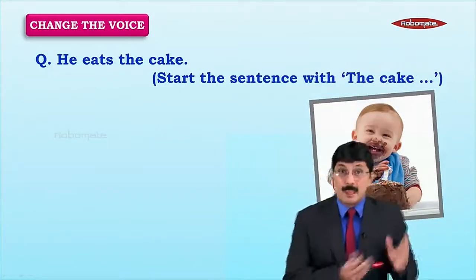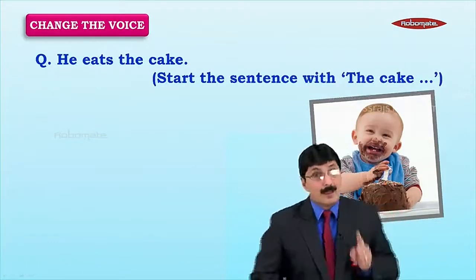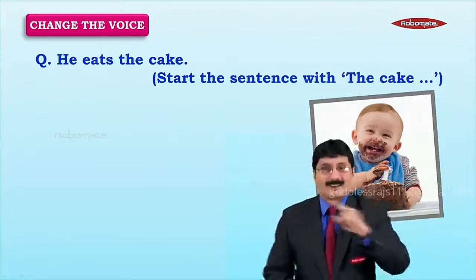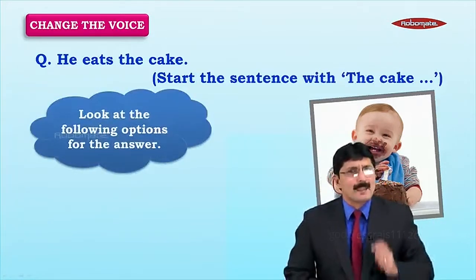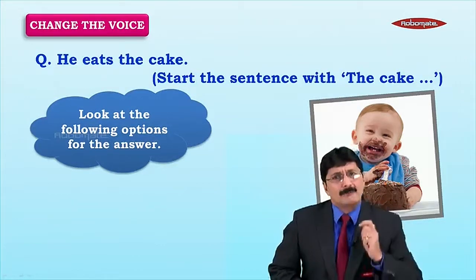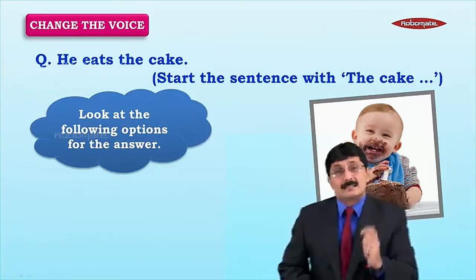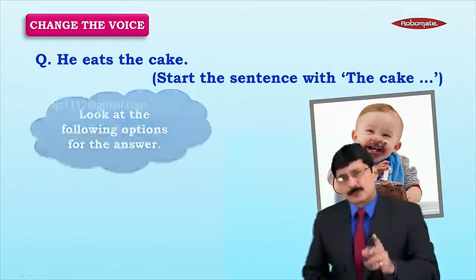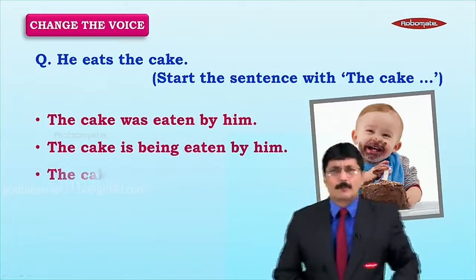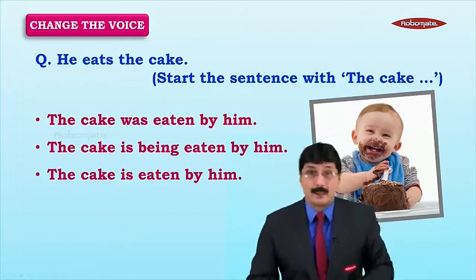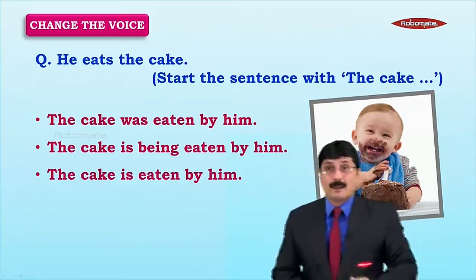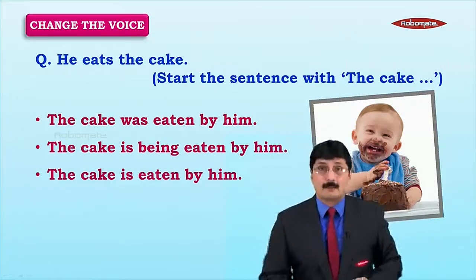Let's read this question. He eats a cake. Start the sentence with the cake. Okay. Now, my dear friends, we have to rewrite the sentence starting with the cake. So, let's have a look at the options. Oh, 3 options. The cake was eaten by him. The cake is being eaten by him. The cake is eaten by him.